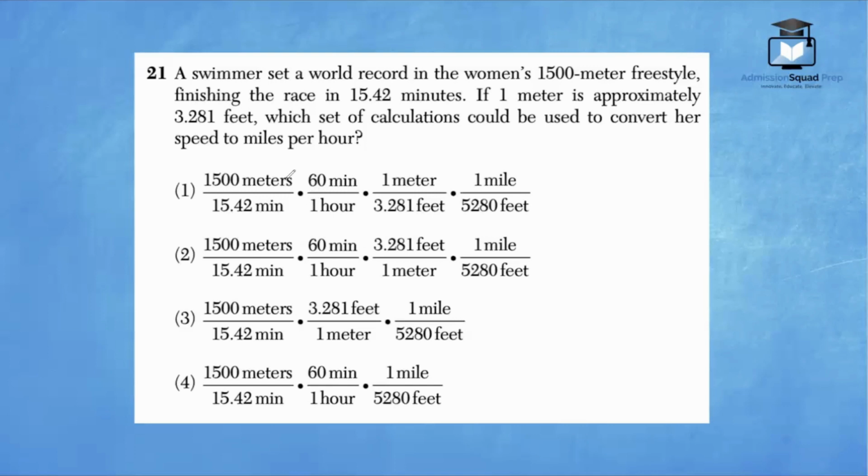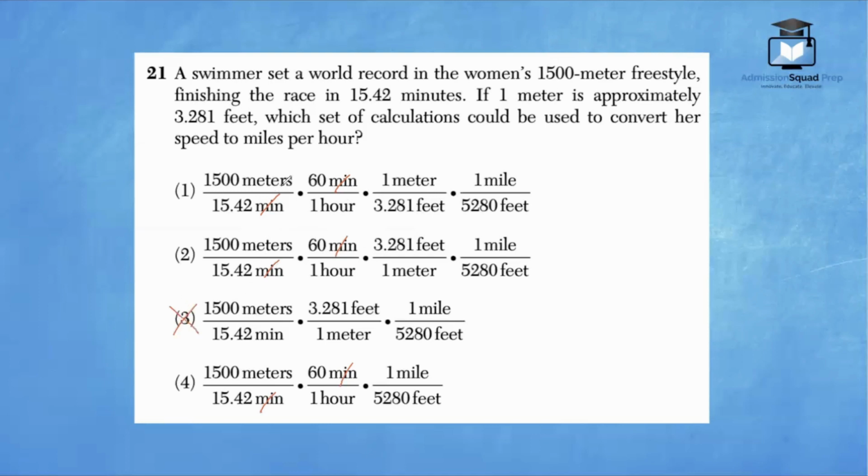We want to end up with miles in the numerator and hours in the denominator, and every other unit has to cancel out. So I would like minutes to cancel out, so I'm looking for minutes to be in the numerator, and then hours to be in the denominator. So I'm just going to do a quick scan, and I noticed that answer choice 1 has 60 minutes over 1 hour. So the minutes are canceling out. That's happening in answer choice 2. It's also happening in answer choice 4, but I don't see it happening in answer choice 3. So we're going to eliminate that one.